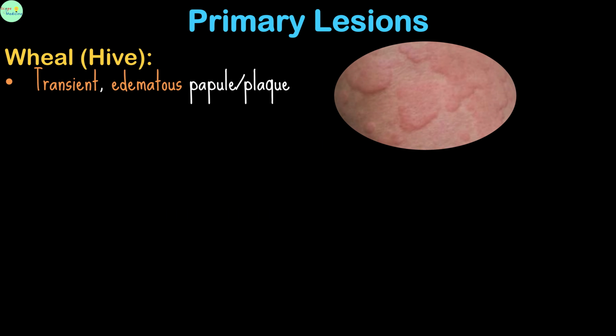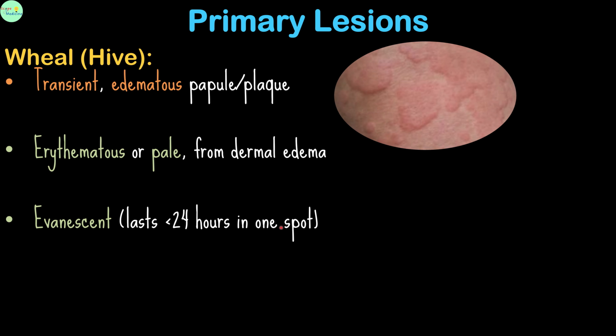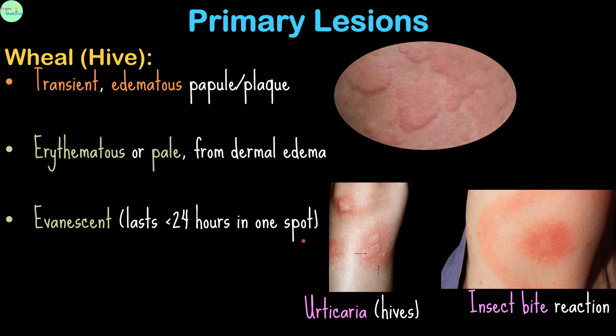Two other important primary lesions are the wheal and telangiectasia. A wheal, commonly called a hive, is a transient, edematous, erythematous or pale papule or plaque. It is characterized by localized dermal edema. It is evanescent, meaning it often lasts less than 24 hours in one spot. The classic example is the lesions of urticaria, or hives, and the immediate reaction to an insect bite.